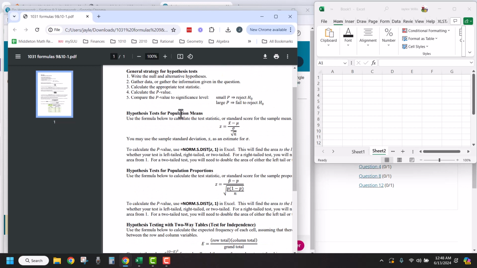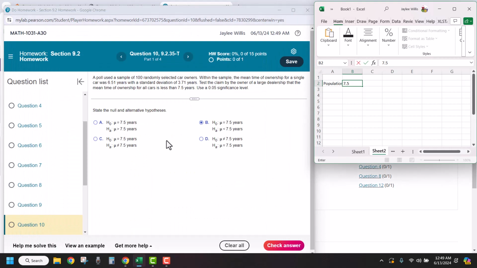So in this case, since I'm dealing with a population mean, this is how I'm going to calculate my z-score. I'm going to have my population mean, which I think was 7.5. And then I'm going to have my sample mean, which was 6.51. And then my sample standard deviation is 3.71. My sample size is 100. So that's all the information that I was given.